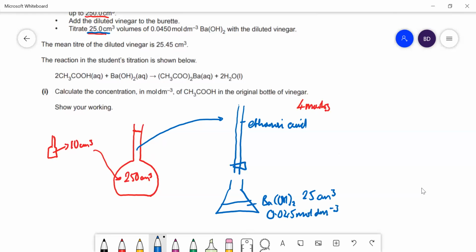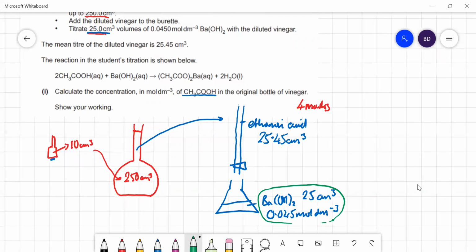Okay, so we've got to calculate the concentration of the ethanoic acid in the original vinegar. So in this bottle here, there's quite a few dilutions gone on. Let's do that. It tells us the average titer of the ethanoic acid was 25.45 centimeters cubed. So what can we work out there? Well, we can work out the moles of barium hydroxide because we know the concentration and the volume. So let's do that.